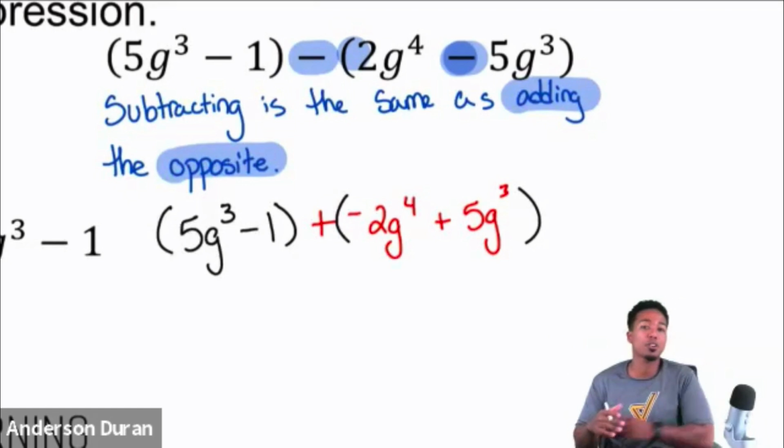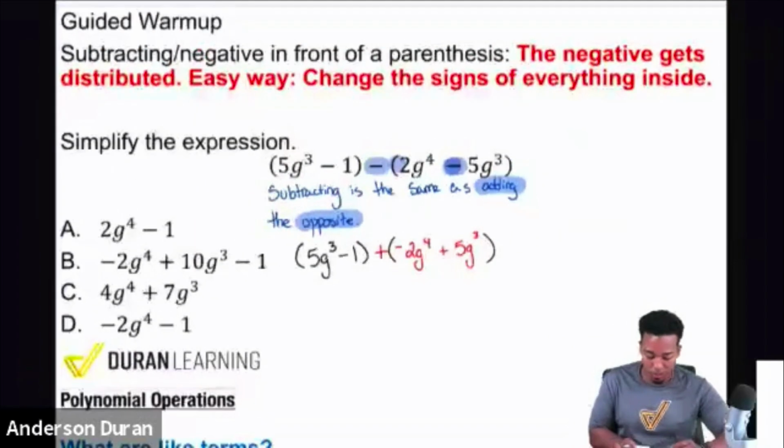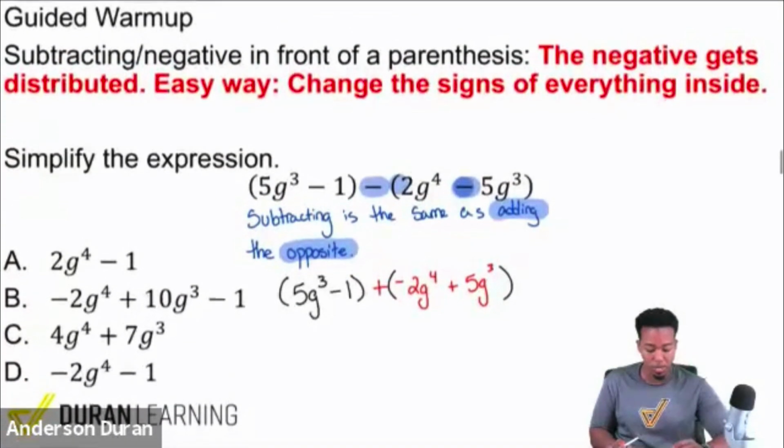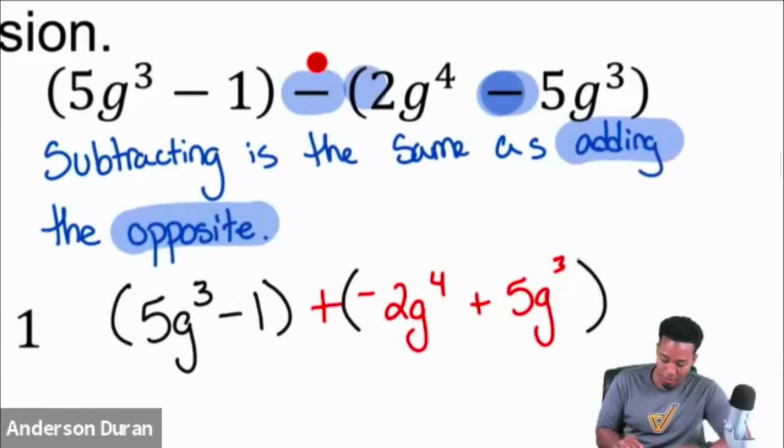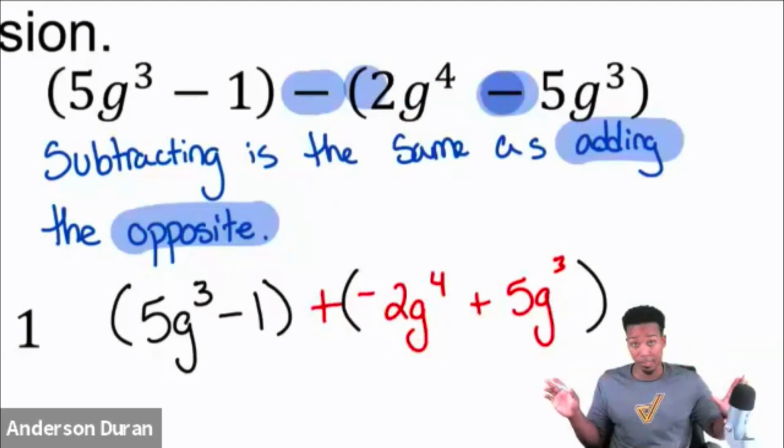So for those of us that are confused, here's how I want you to think of it. Let me give you the procedure before we get into the actual nitty gritty. Again, right here, the negative gets distributed. Easy way to do it: change the signs of everything inside. That's it. Add the opposite. And so what you're doing here, everybody, if I'm subtracting positive and negative, I'm basically going to add negative, positive. Just do the opposite. That is it.